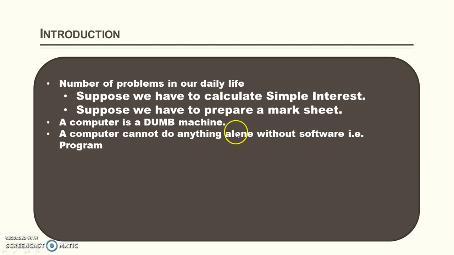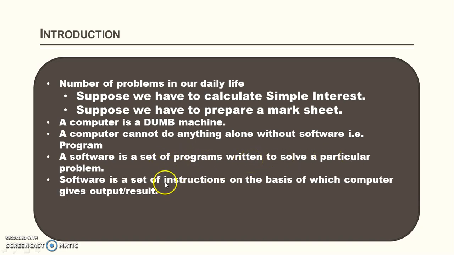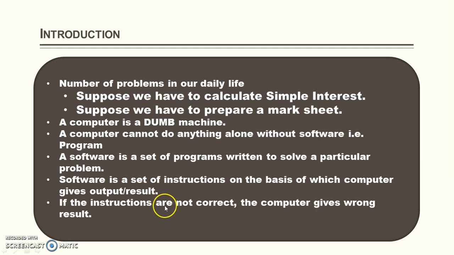So a computer cannot do anything alone without software, that is nothing but a program. Suppose you want to calculate simple interest, so you are using a calculator. That is an inbuilt software that is already installed. So without a calculator, you cannot calculate the interest. Software is nothing but a set of programs written to solve a particular problem. Software is a set of instructions on the basis of which the computer gives you the output as well as the result. So if your instructions are not correct, then the computer gives a wrong result.